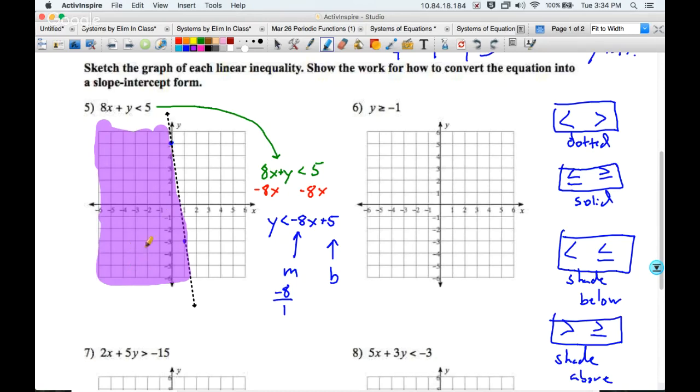All right, and then what we want to do to make sure we shaded correctly is pick a point over here and plug it in. I'll just pick 0, 0. That's definitely in my shaded region. If I plug that in, I'll get the equation 0 is less than 5 after simplifying this, and that is true, so we double checked.